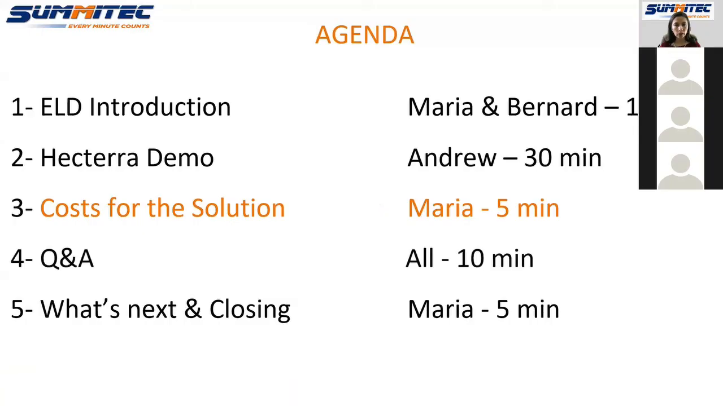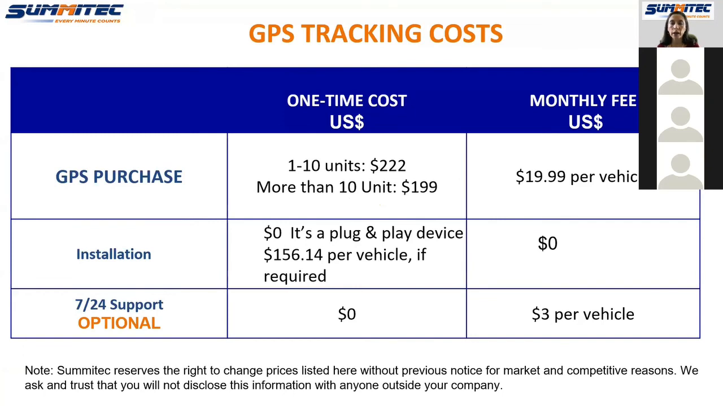Excellent. So next item in the agenda. The cost for the solution from 1 to 10 units is $222. For the device that Bernard talked about, more than 10 units is $199. And it's $19.99 per vehicle, per machine, per tractor, a monthly fee for the GPS platform to give you all the reports and all the functionality.